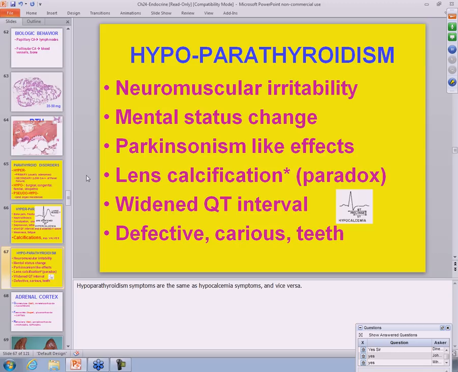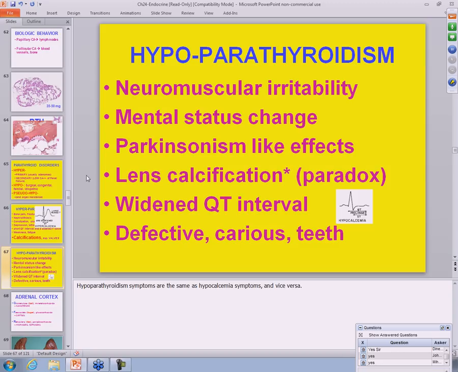And here's a paradoxical thing. Whereas when we talked about the effects of hypercalcemia resulting in calcifications everywhere, you would think that hypocalcemia would be lack of calcification. But the paradoxical thing is that in hypocalcemia, hypoparathyroidism, they still get a lot of calcification in their lenses.